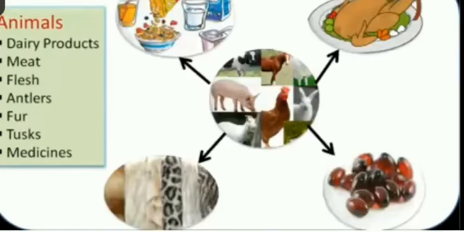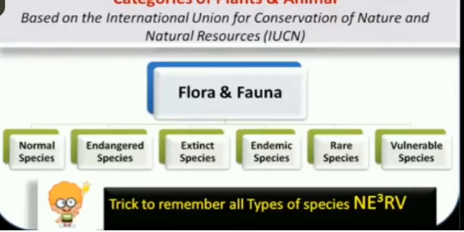Now the animals, they have significance too. They give us dairy products, meat, fish, antlers, fur, tusks, medicines, and there are many more uses.